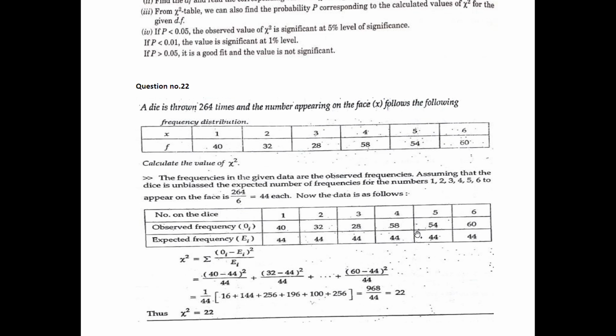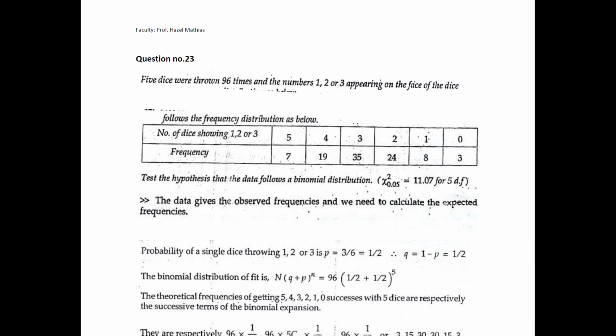Similarly for each of the values, (28 minus 44) whole square by 44, plus (58 minus 44) whole square by 44, plus (54 minus 44) whole square by 44, plus (60 minus 44) whole square by 44. So these are the values which we have to calculate. Hence we get the chi-square value as 22. So we have calculated the magnitude of discrepancies between the observed and the theoretical values. Let's discuss the next one.